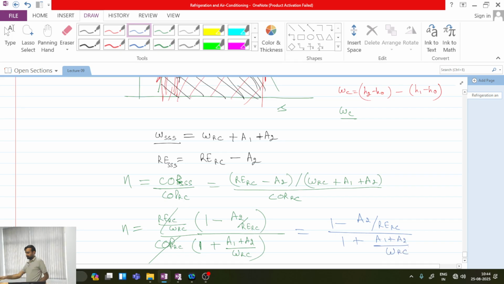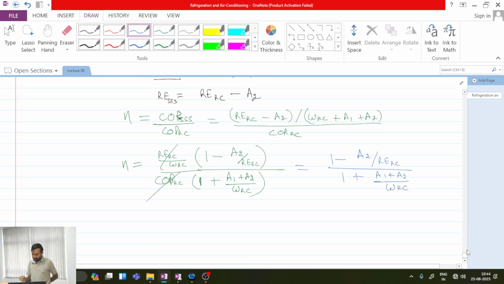What it means? It simply means if you can decrease A1 and A2, what will happen?